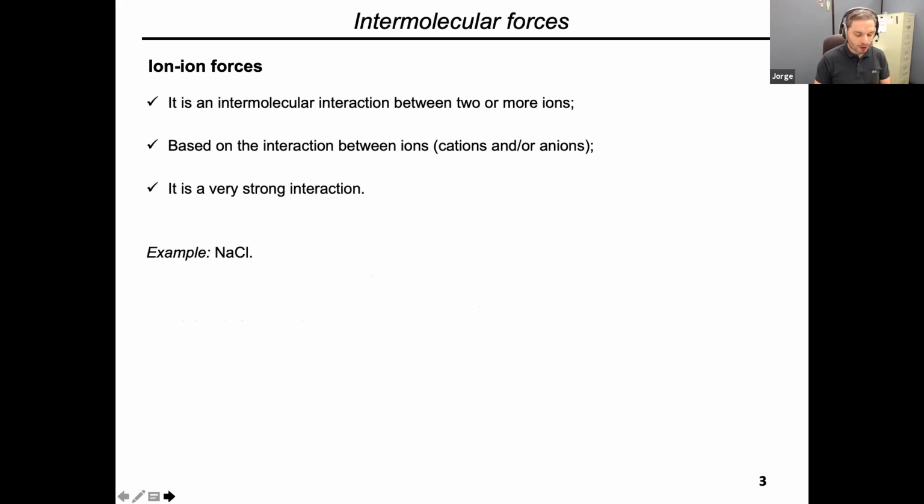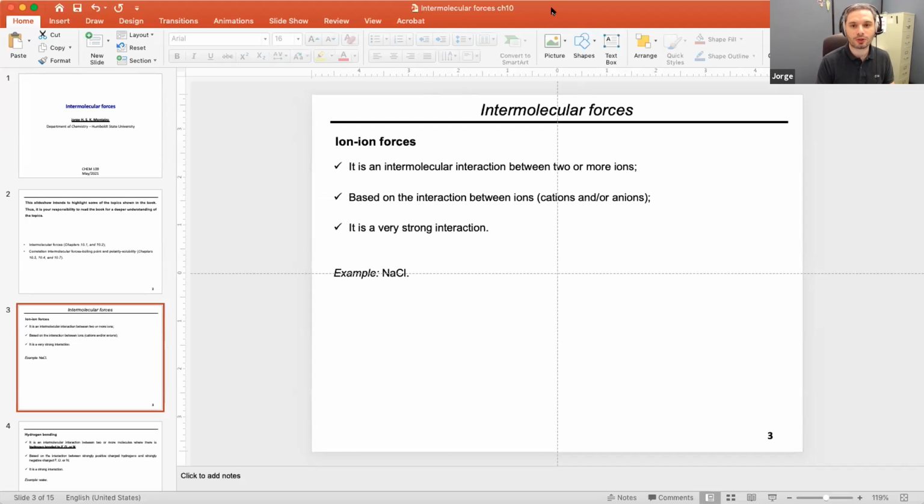Okay, so different molecules will interact with themselves based on some properties from each molecule. So I will show you the different intermolecular forces, starting from the strongest and moving all the way to the weakest intermolecular forces that are possible. So let me switch to my other screen really quick here.